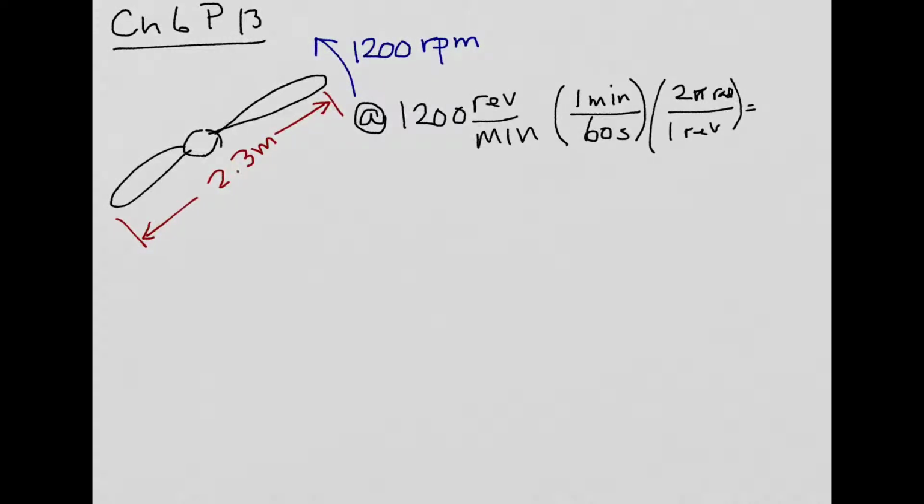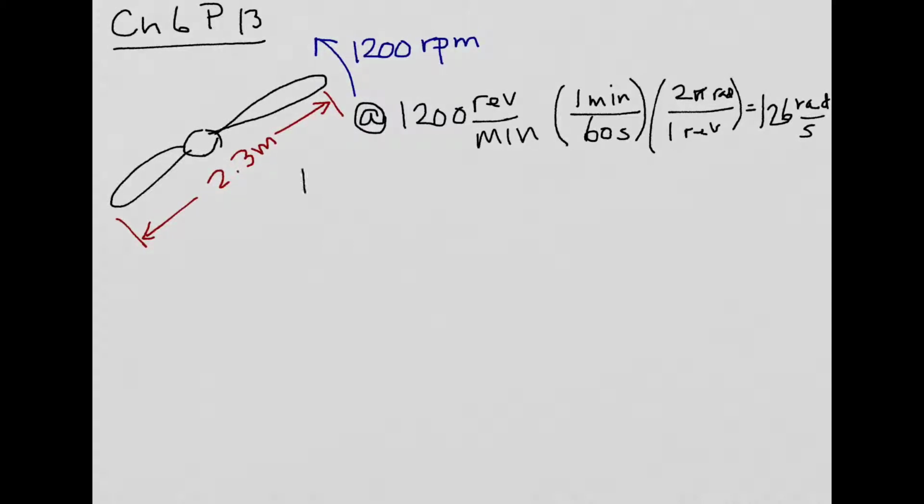When you calculate that out, you get 126 rads per second, where each radian is an angle of about 57 degrees. So 1200 revolutions per minute, RPM, is equal to 126 rads per second.